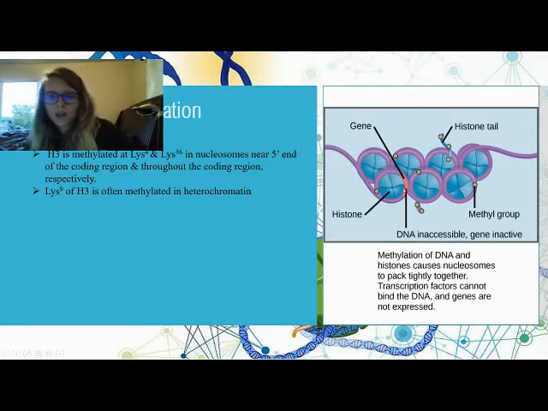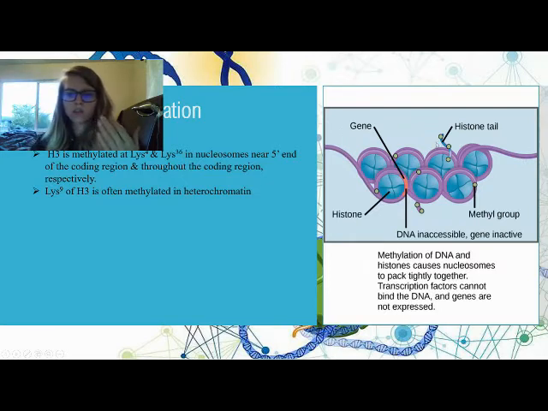And on the right side, I have the condensed heterochromatin, and it says here that methylation of DNA and histones causes nucleosomes to pack tightly together. Transcription factors cannot bind to the DNA when it's in these positions, and this makes the genes inactive and not expressed. Here are the little methyl groups in green along the histone tails. And this is the gene being blocked, DNA inaccessible, gene inactive.